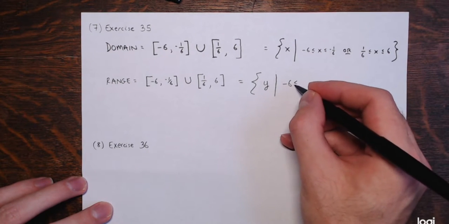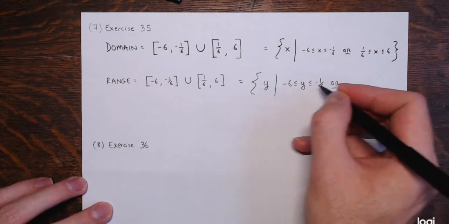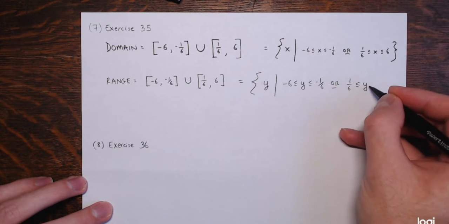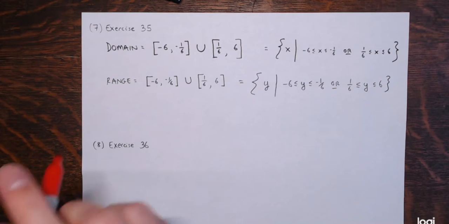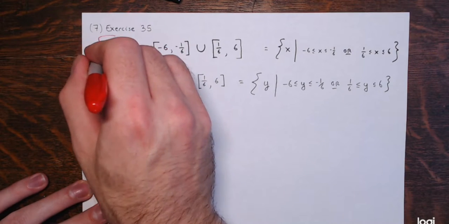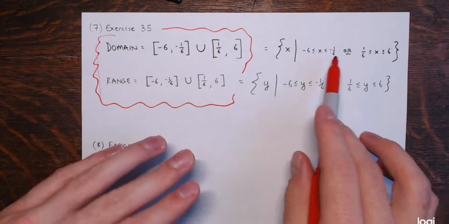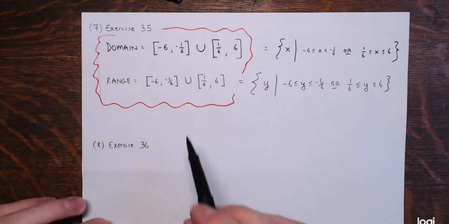So -6 less than or equal to y less than or equal to -1/6, or, right, or for the union, where the union symbol represents. And then 1/6 less than or equal to y less than or equal to 6. It's the same thing, just with y, describing y coordinates. But all they wanted was this, right? All they wanted was the interval notations for the domain and range, even though the set builder notation is equally valid. You could also just describe in words, if you wrote them out, what the domain and range are. And that would also be equally valid. And it's just that they were asking for interval notation here, so that's what I gave them.